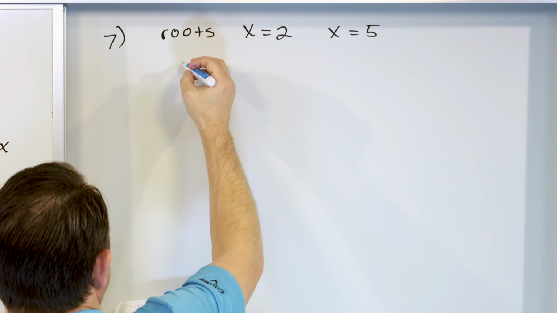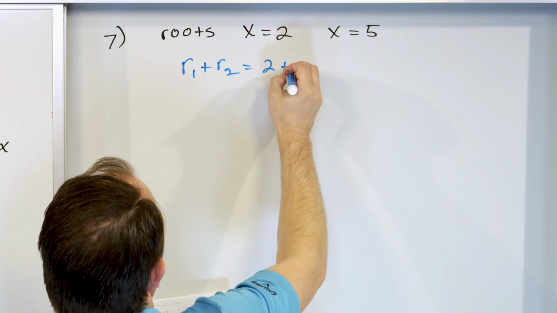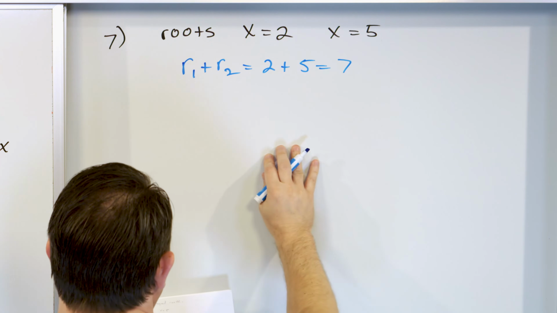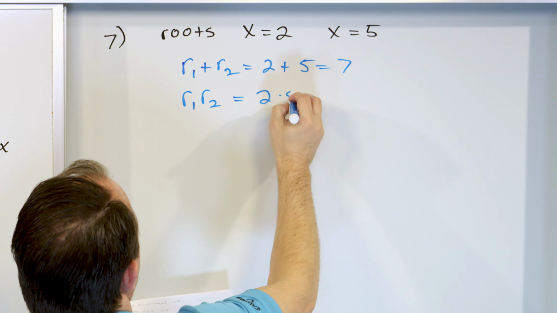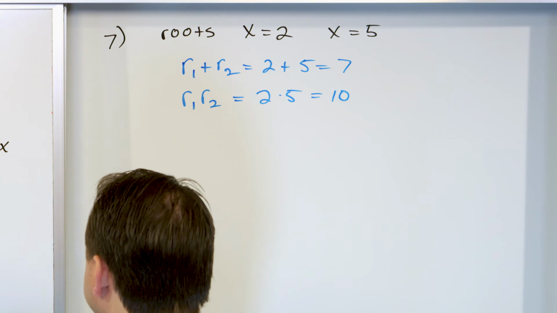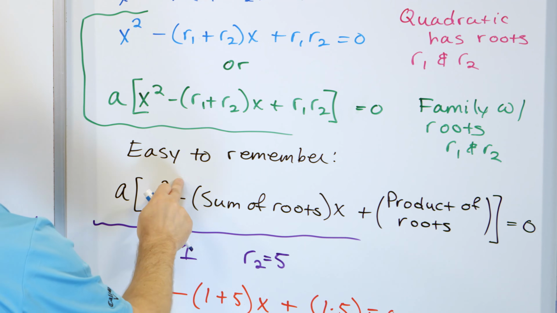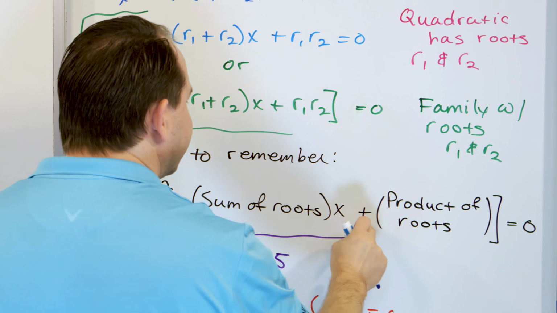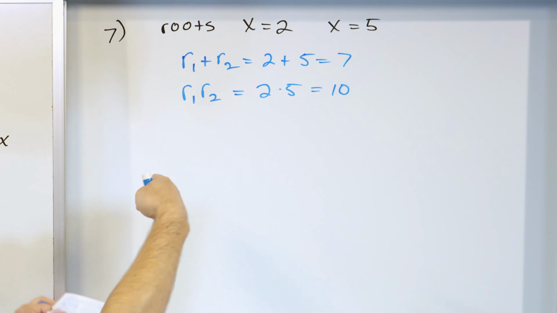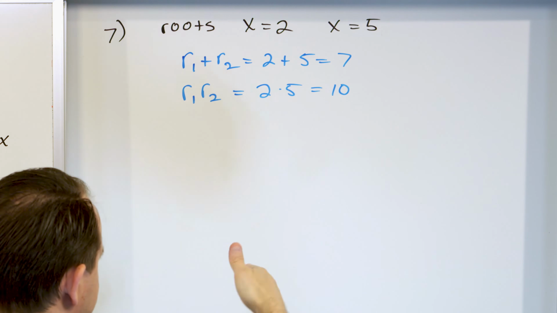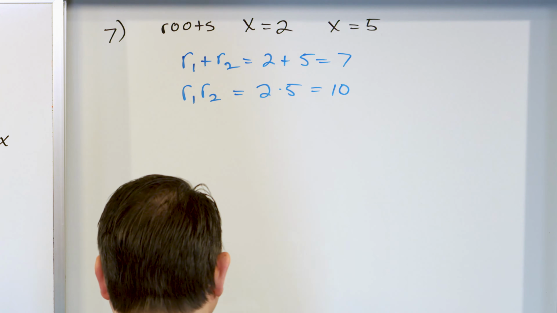So if you want to figure out what the sum of the roots is, it's just 2 plus 5, which is obviously 7. And then the product of the roots is just 2 times 5, which is 10. So now that you have the sum of the roots and the product of the roots, you just have to put your equation together. x squared minus the sum of the roots times x plus the product of the roots equals 0. And then if you want, you can multiply that by some number a and generate a different one. But you don't often have to, but you could.